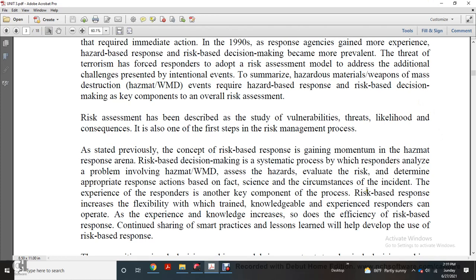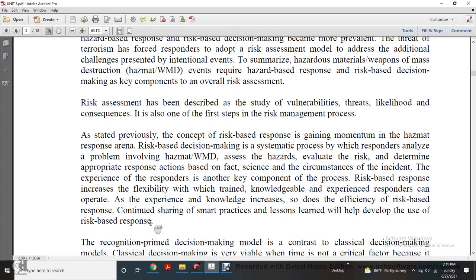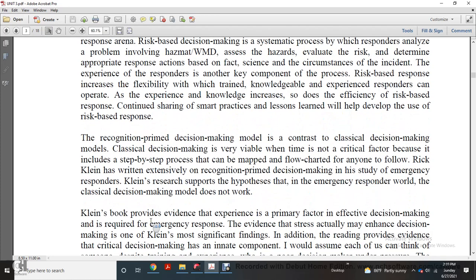Within any of the key components of the risk-based response process, there is flexibility in which trained, knowledgeable, experienced responders can operate. Experience and knowledge contribute to the efficiency of the risk-based response. You can share your small practical lessons learned, which will help develop the use of the risk-based response.